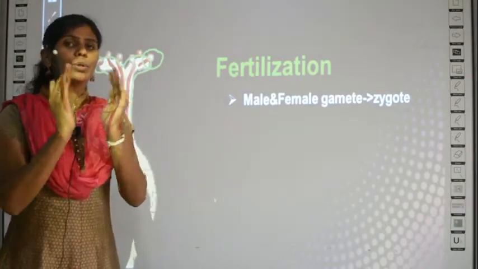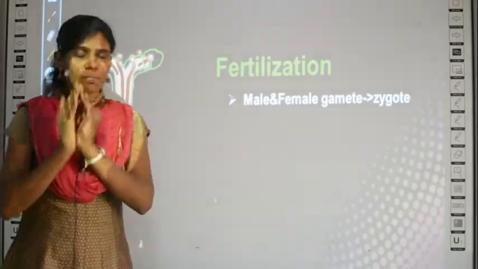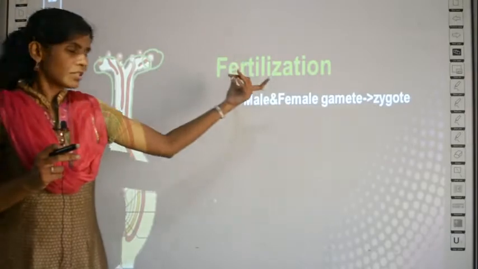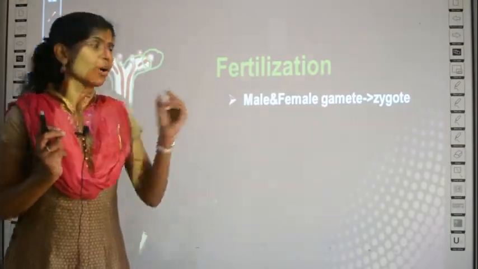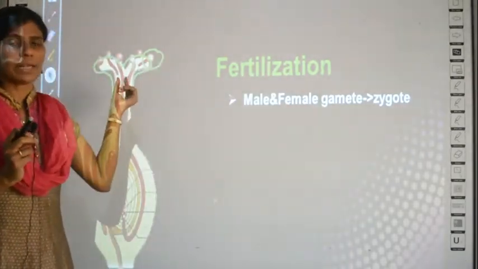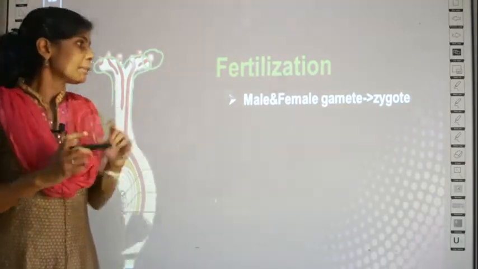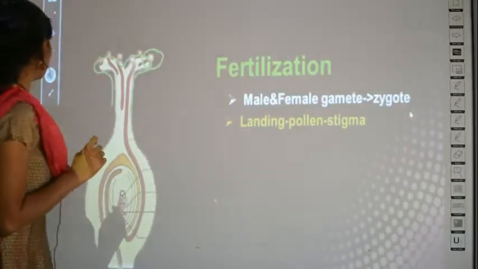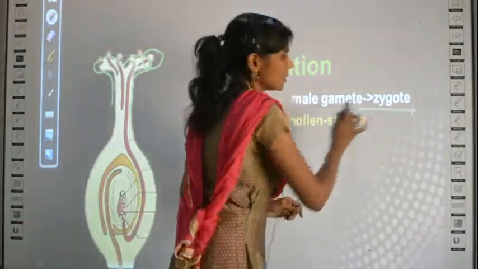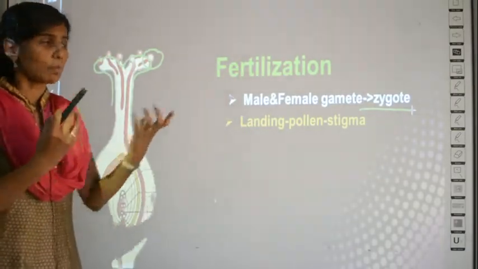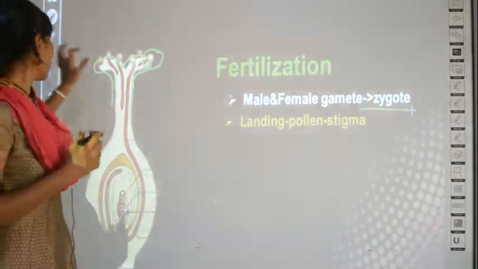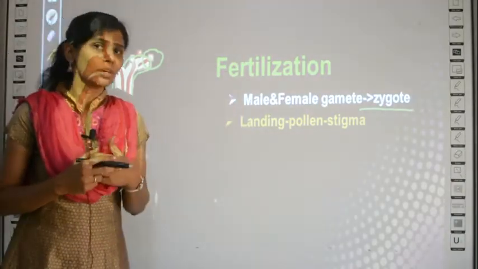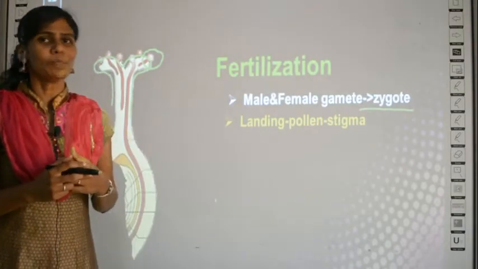Fertilization is the fusion of male and female gametes. What is the male gamete here? Pollen grain is the male gamete. The process of fertilization is the fusion of the male gamete with the female gamete, and out of this fusion, the product formed is the zygote. So the resultant of the fertilization process is the formation of zygote. Clear? How this zygote is formed, that is how the process of fertilization happens, is what we are going to learn about.